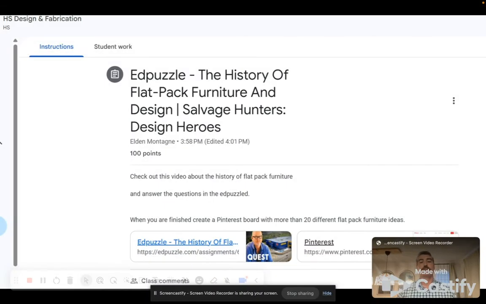That way, when we come to class, we can have a discussion about what is flat pack furniture and really how our designs maybe can fit together. Because remember, we're going to be working as a team on this.